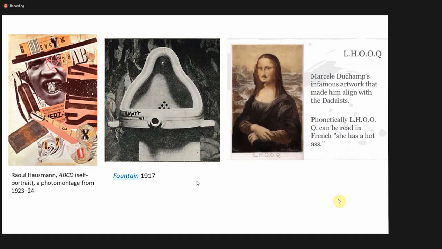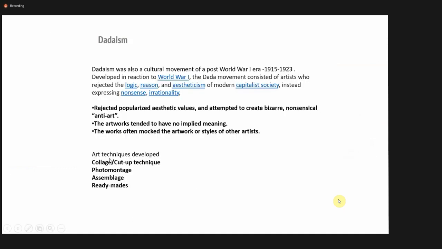So this is Dadaism. Art techniques developed in here were collage and cut-up techniques. Collage appeared with this Dadaism, and photo montage and assemblage. Assemblage is where we use different pieces from different things and put them together to give a meaning.